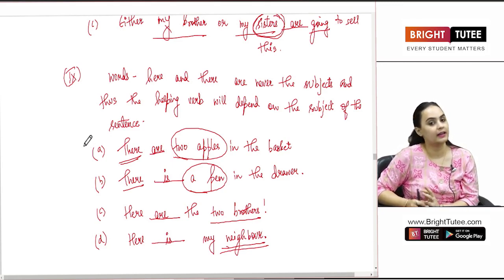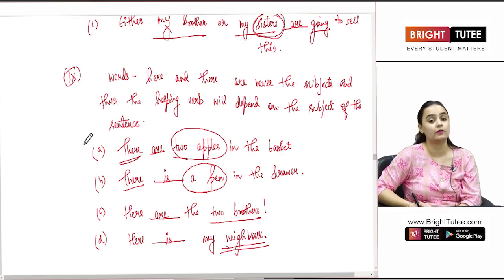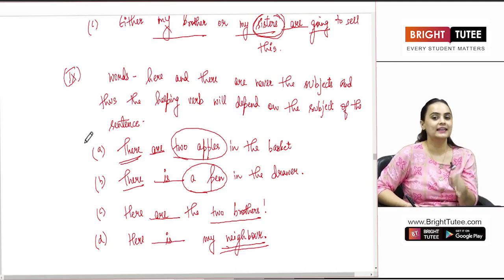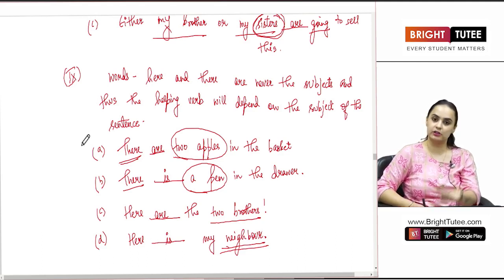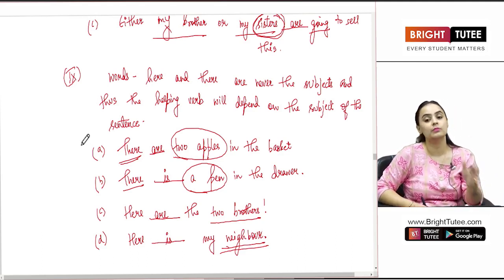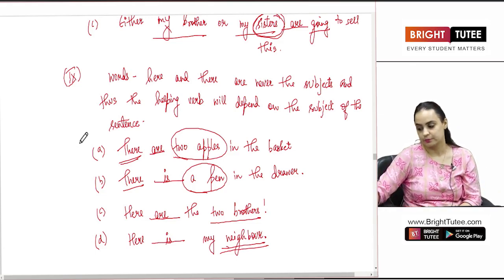So, in case of sentences which begin with words like there and here, we have to remember that there and here are not the subjects. So, we have to look at the subject and decide the helping verb according to them. If the subject is singular, we put a singular helping verb. If the subject is plural, we put a plural helping verb.